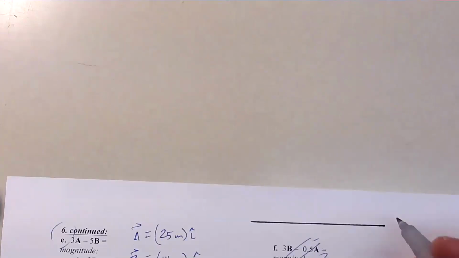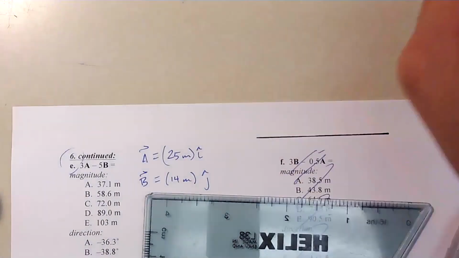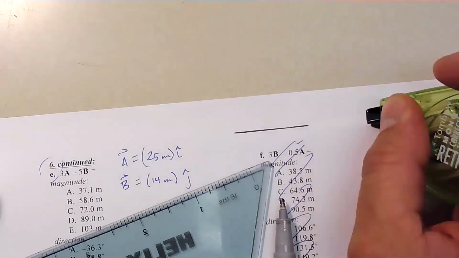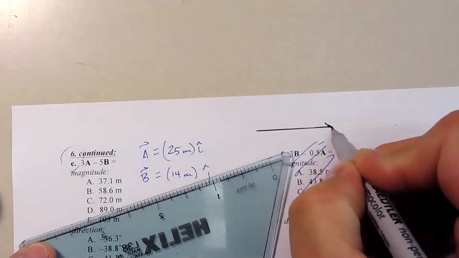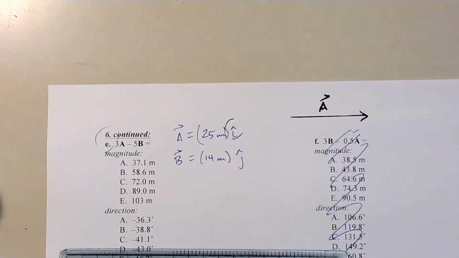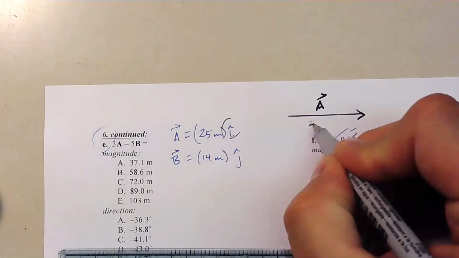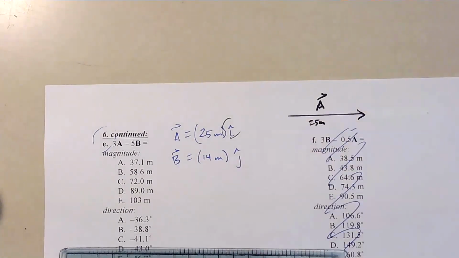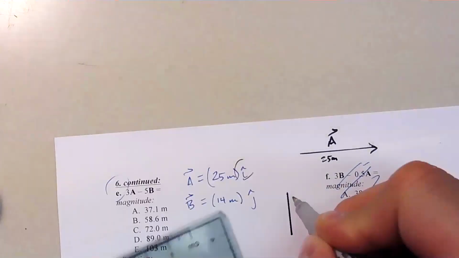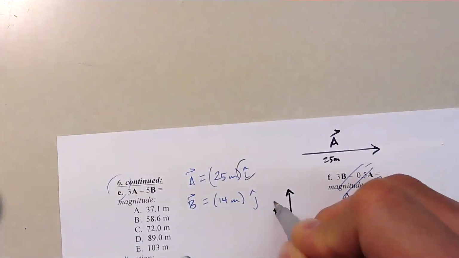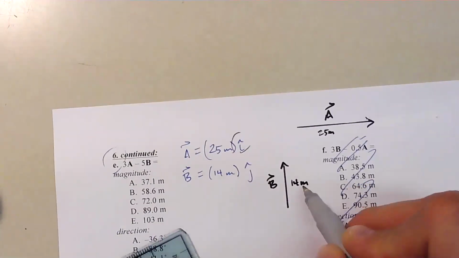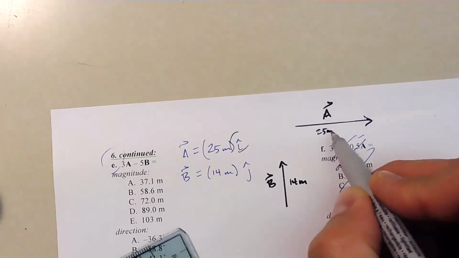Vector A would look, well, I want to keep them a little shorter than this, because otherwise I will definitely run out of space on my page. So vector A would look sort of like this. It's exactly in the positive x direction, and let's say that has a magnitude of 25 meters. And then vector B is exactly in the positive y direction, and I want to draw it of a proportional length because it has a magnitude of 14 meters compared to the length of vector A.